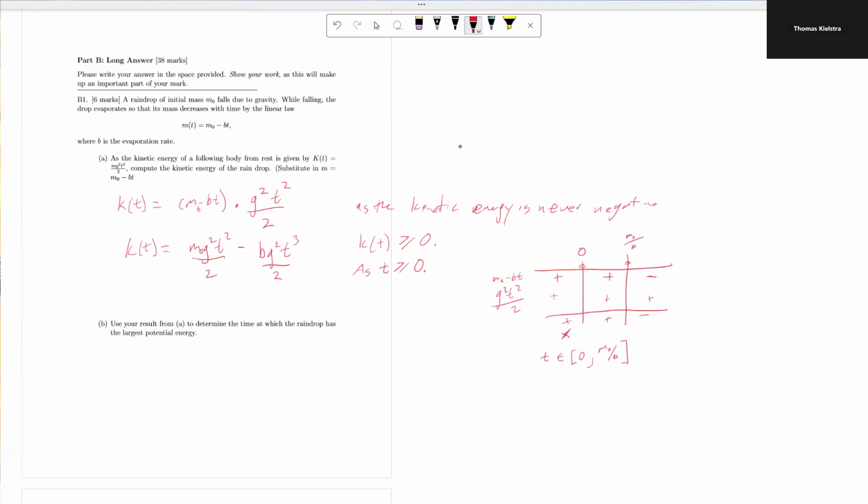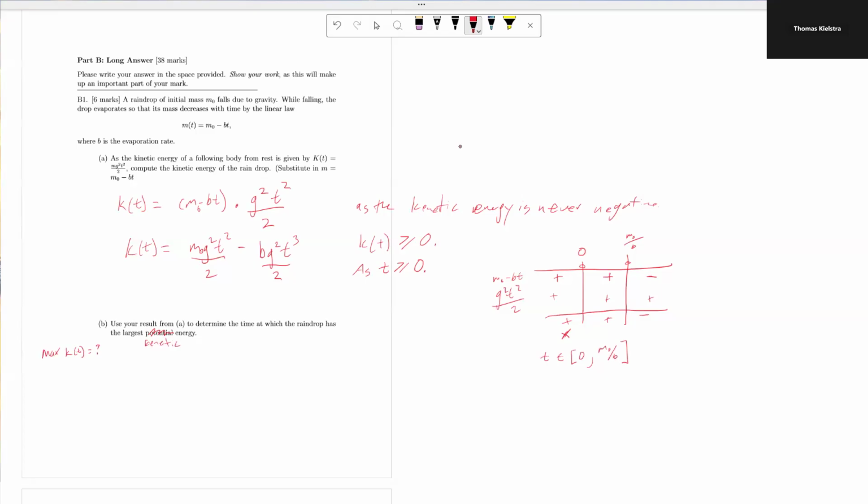And this will be important for our next part, where we're going to determine at what time the raindrop has the largest kinetic energy. Instead of potential energy, it's going to be kinetic energy. This is asking what is the max of K of t equals what?